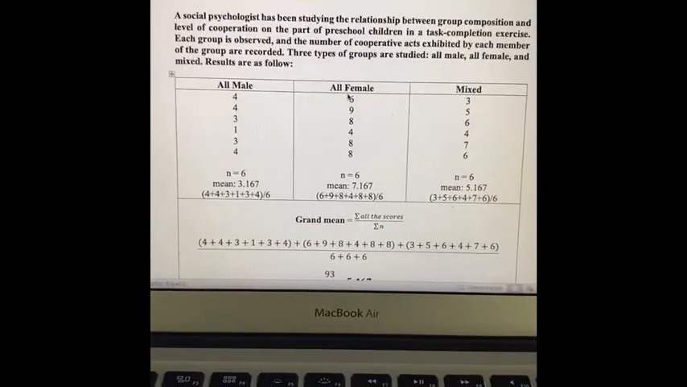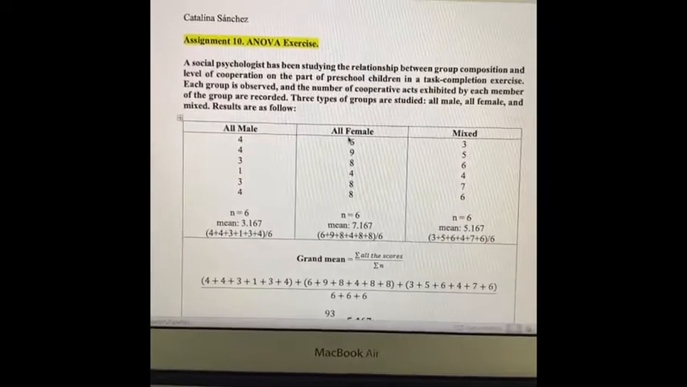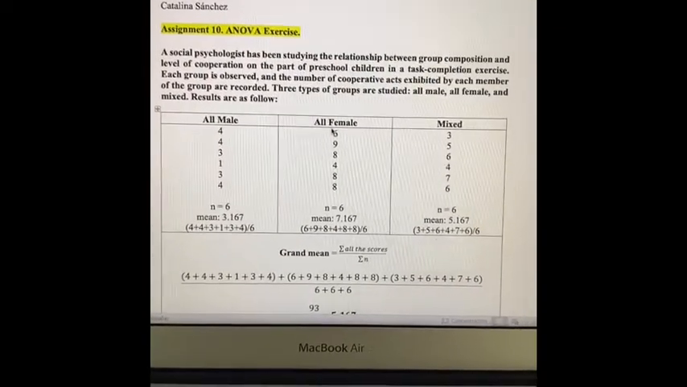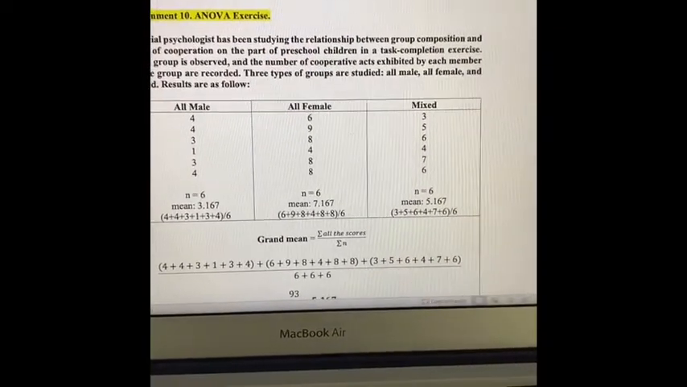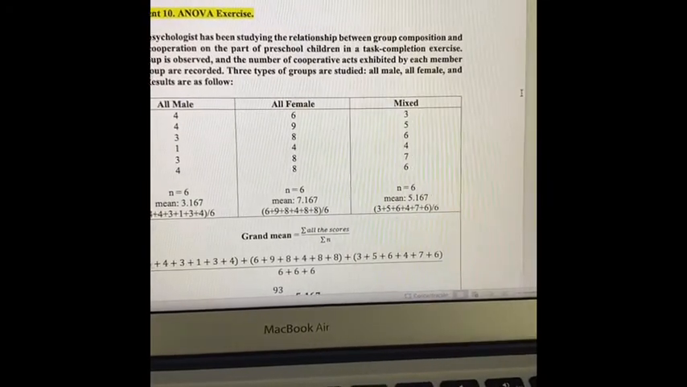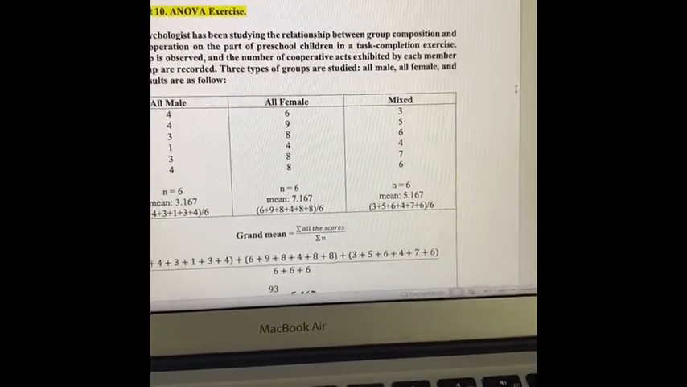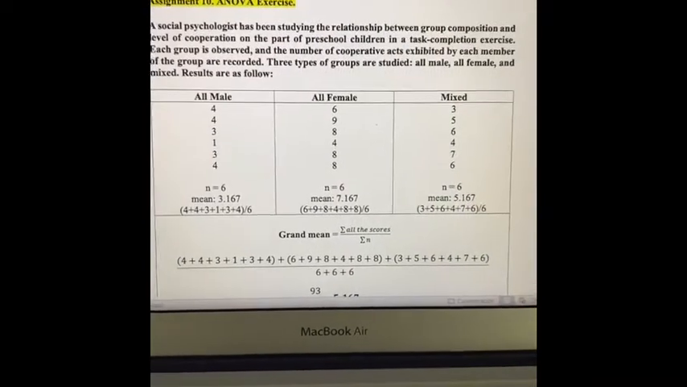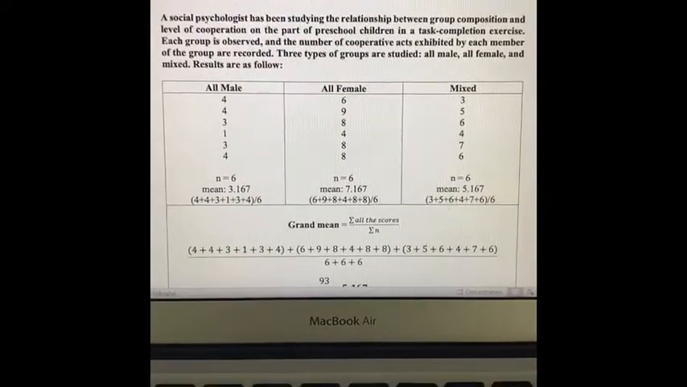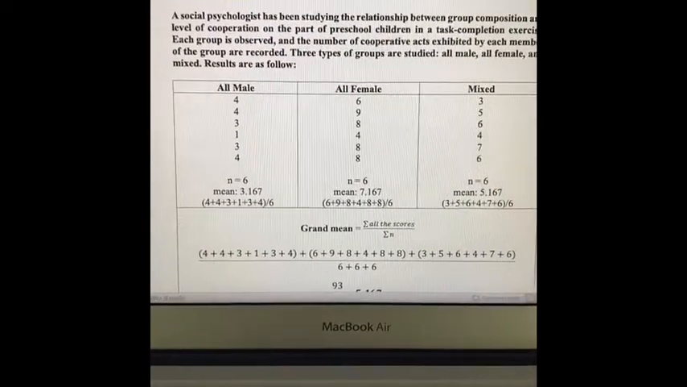So this week was another ANOVA exercise. In this case, it was psychologists that wanted to study the level of cooperation in 3 groups of preschool children. Each group differed in its composition. So one was all males, the second one was all females, and the third one was mixed.